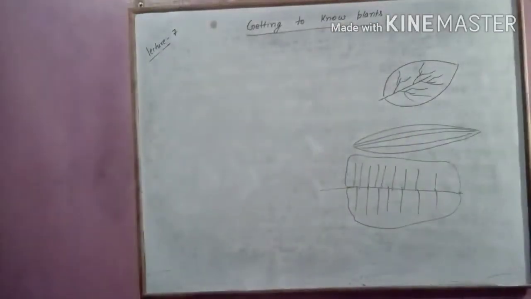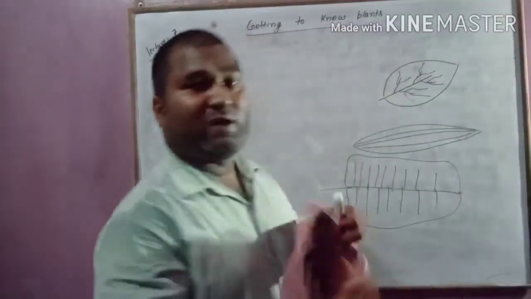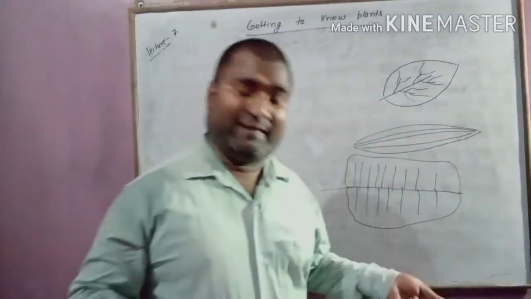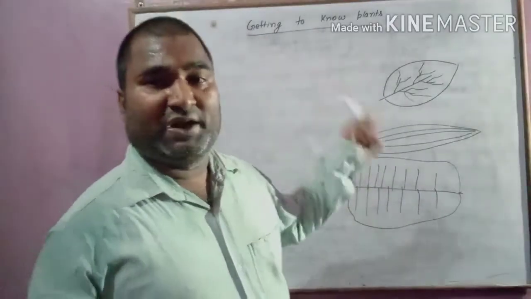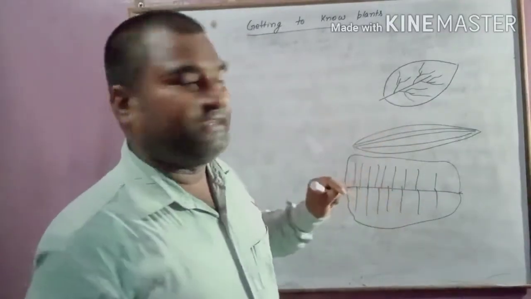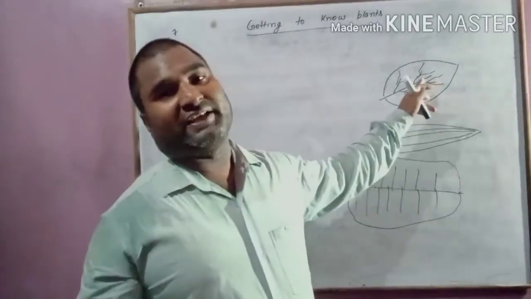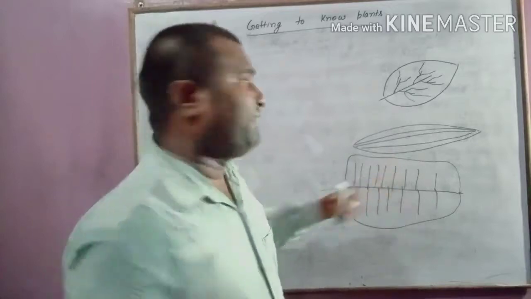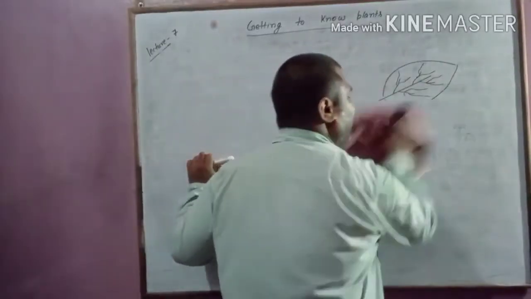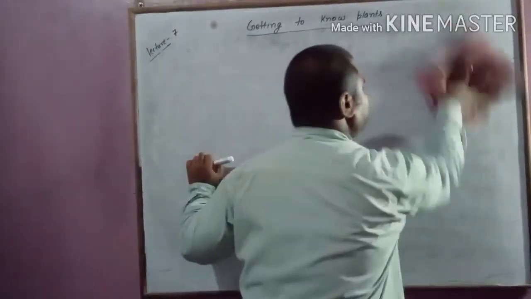So these things we have seen in last class. What is venation? Arrangement of veins is called venation. Venation is of two types, reticulate venation and parallel venation. If the veins form a network-like structure, then it is called reticulate venation, and when veins are parallel, then it is called parallel venation.